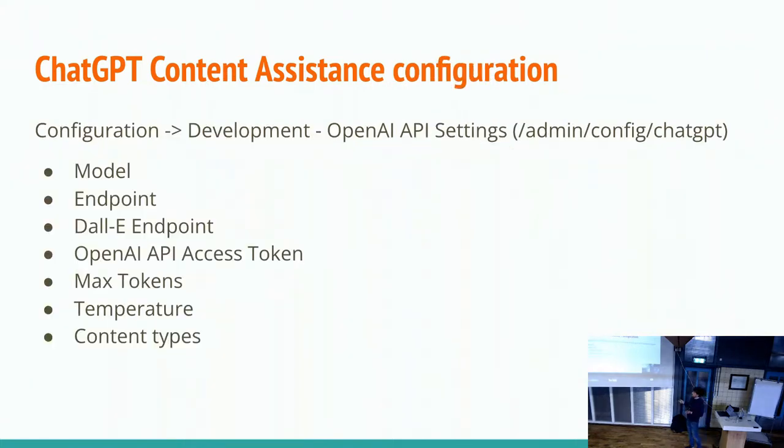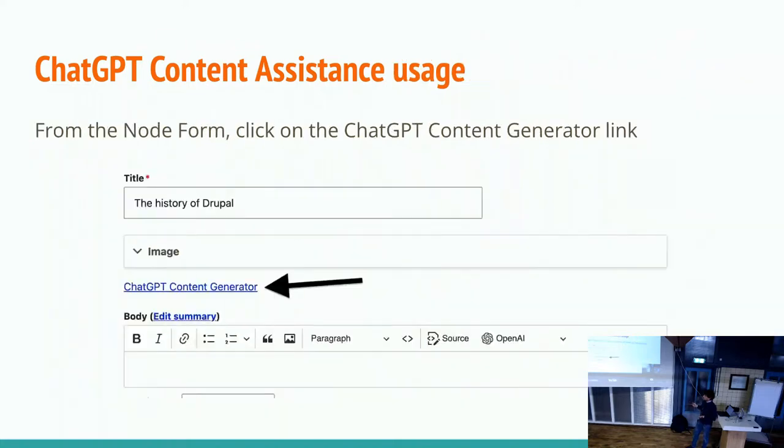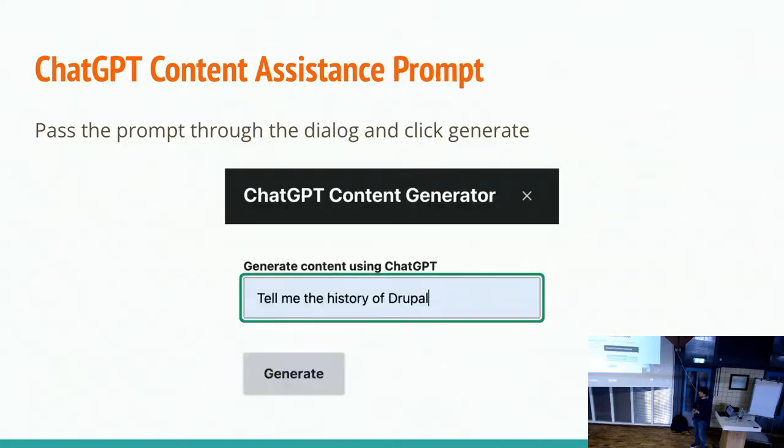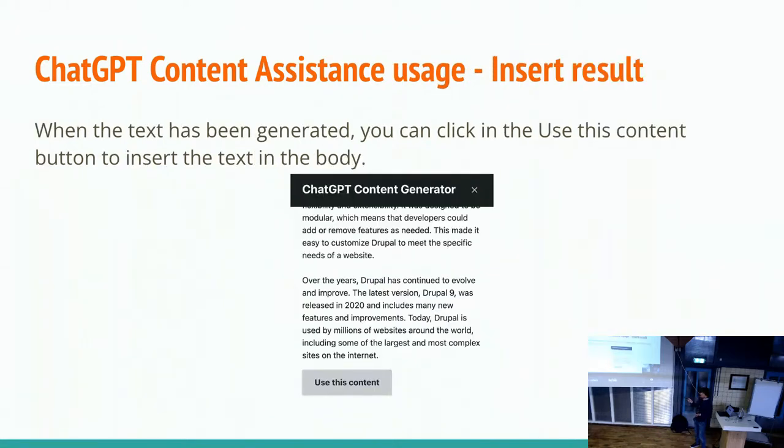You have the configuration, so you again add the model, the endpoint you want to use, your API access token, and then max token, temperature, and which content types you want this feature on. When you go and create content, you have this link here. Click on the link and it opens a prompt, again: tell me the history of Drupal, within the pop-up. Here you will paste the text, and then if you want, you can use this content, and it will automatically paste into the body field of the form.